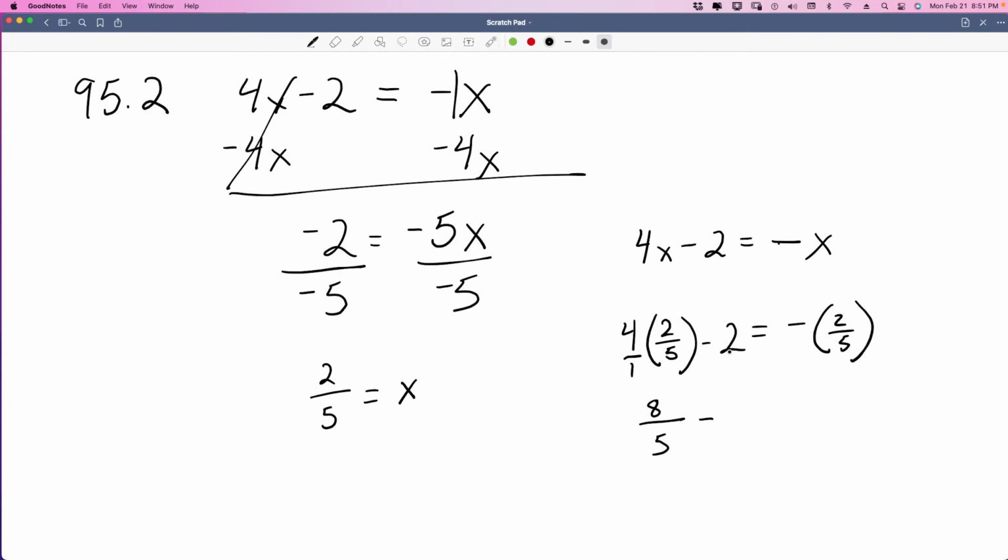Minus, we're going to turn this into a fraction that has a common denominator. So 2 times 5 would be 10 over 5. That would be a negative 2 is equal to negative 2 over 5. So 8 minus 10, it's going to be a negative 2 over 5 is equal to negative 2 over 5. So when it balances, you know you got the right answer. So we have checked our work and we know that x is equal to 2 over 5.